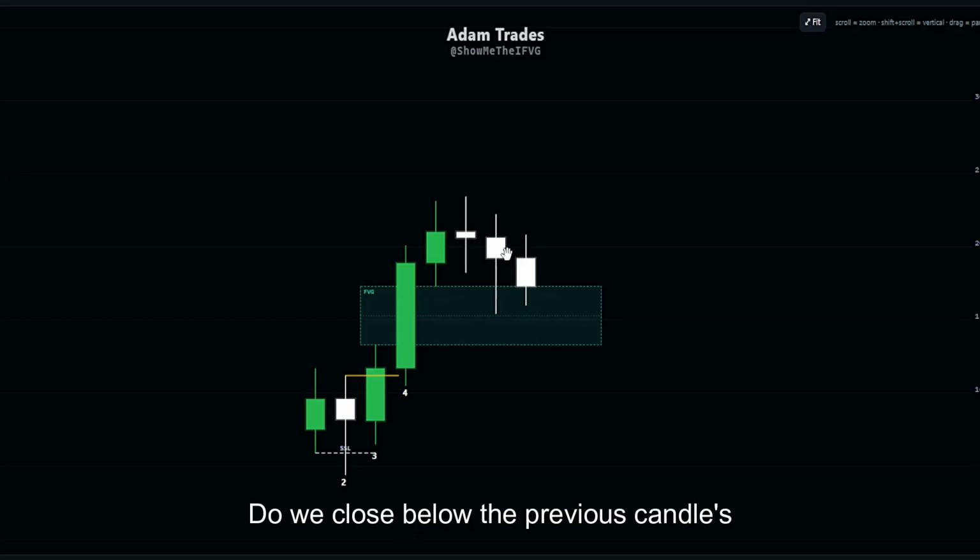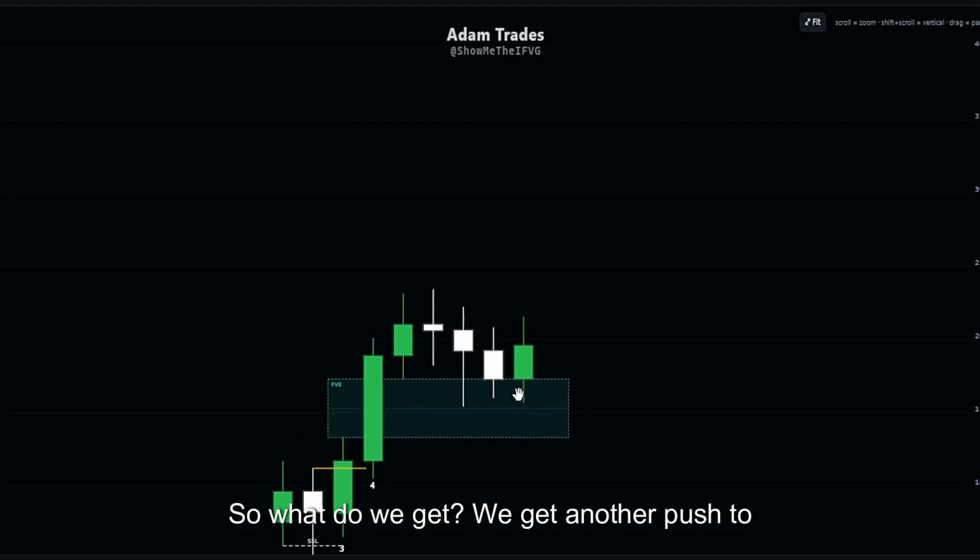Do we close below the previous candle's low? We do not. We also don't close above the previous candle's high, so we certainly can't be suggesting next candle is bullish. Also not going to suggest next candle is bearish because we didn't close below the previous candle low, and this fair value gap we're continuously respecting. We're not able to push and punch through it, okay? So we're still waiting. We're waiting here.